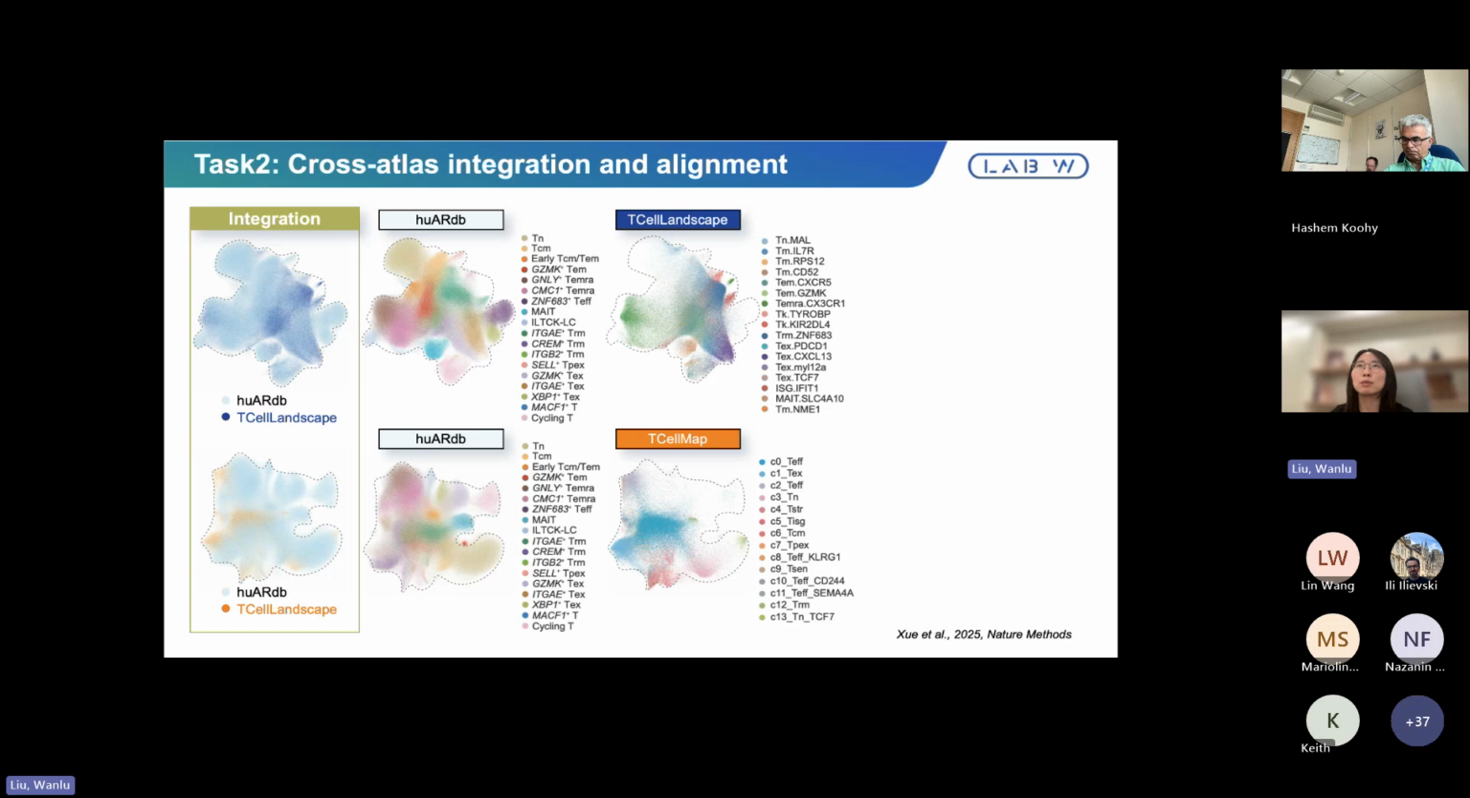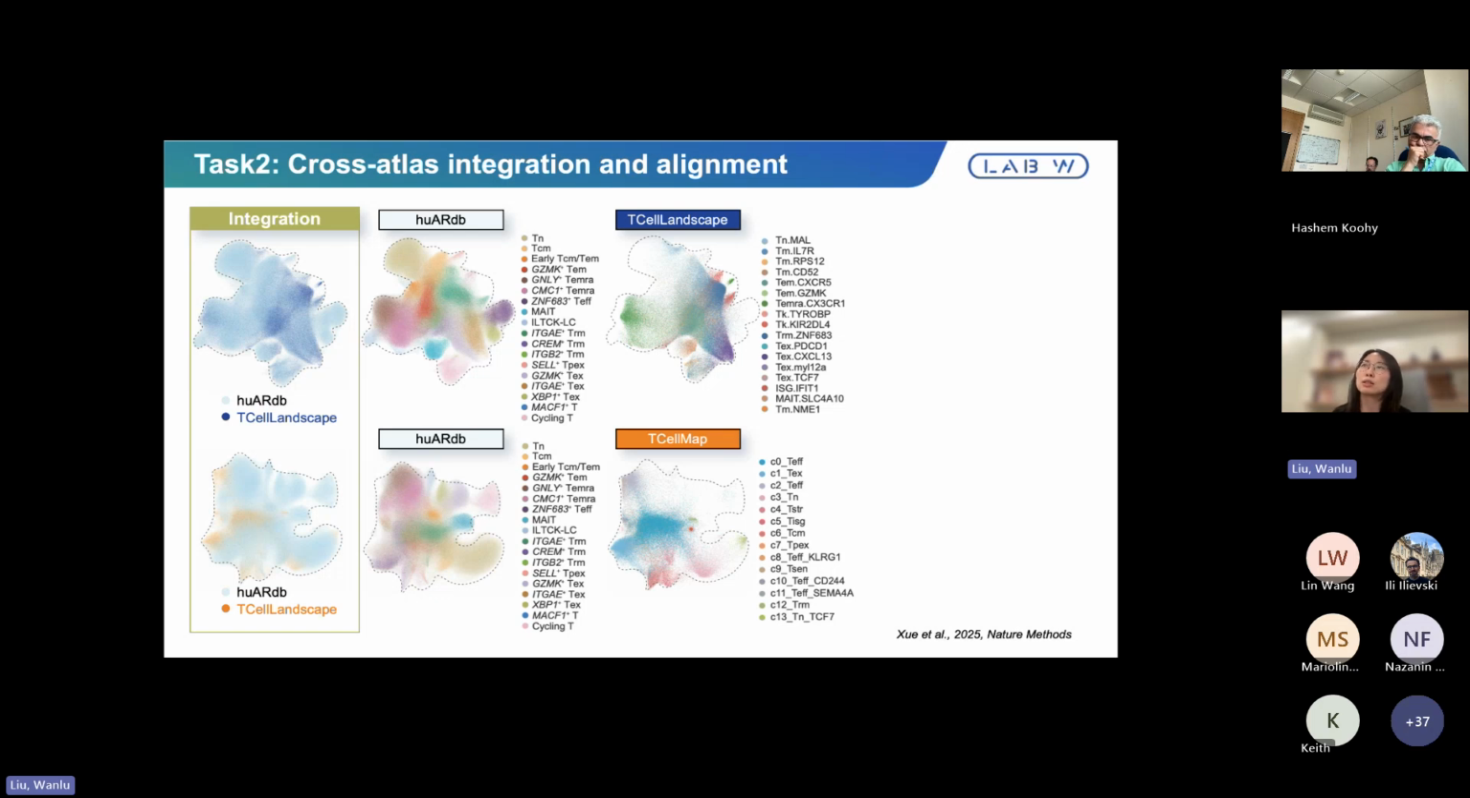We can also do the same thing for HuARdb and T cell map. You can immediately appreciate that in the T cell map, a lot of the cells are missing. One of the reasons we think is that in these two pan-cancer T cell atlases, most of the data are collected from TILs.